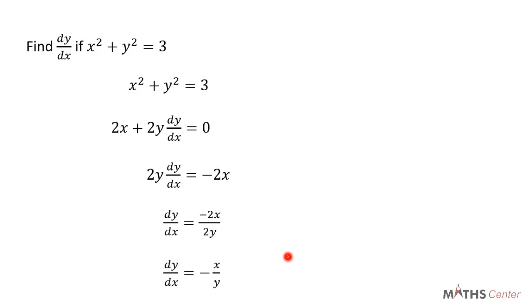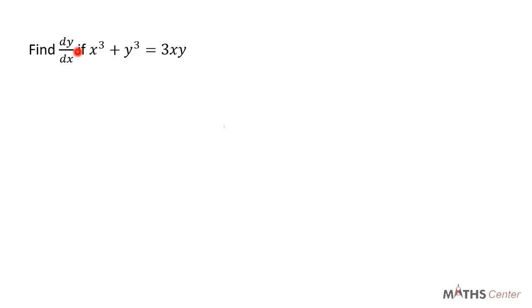Let's consider the next example. It says we should find dy dx if x cubed plus y cubed is equal to 3xy. So the equation is x cubed plus y cubed is equal to 3xy. We will differentiate each term. Let's begin with the first one, which is x cubed.